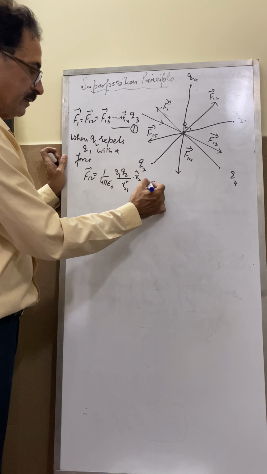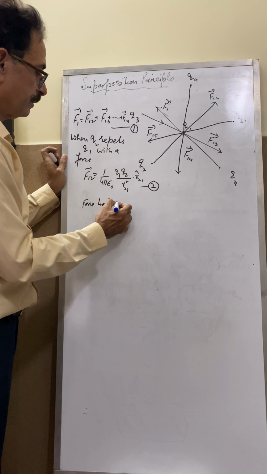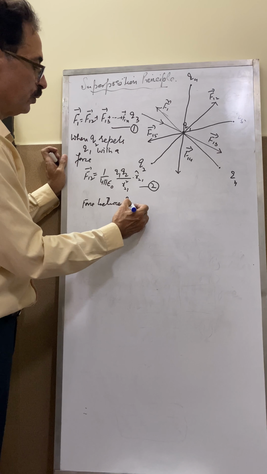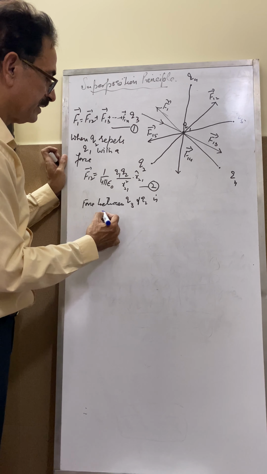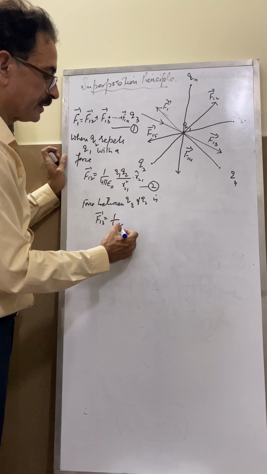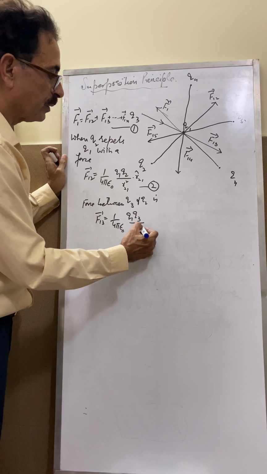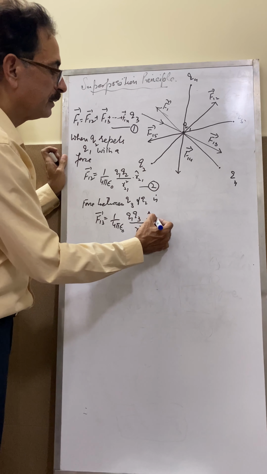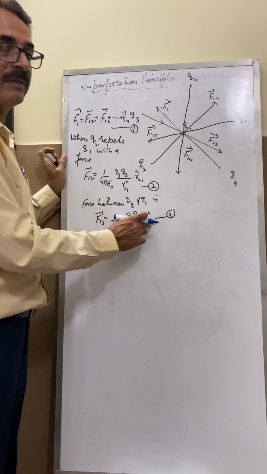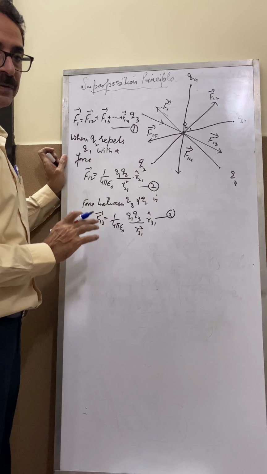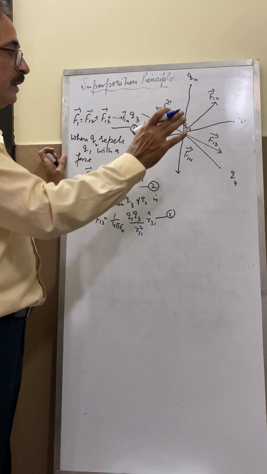This is second. The force between Q3 and Q1, F13, is equal to 1 upon 4 pi epsilon naught, Q1 Q3 upon R31 square, R31 cap. Here these unit vectors R21 or R31 show the direction of the force, Q2 to Q1, then Q3 to Q1.